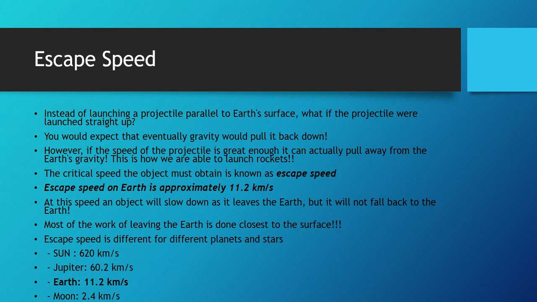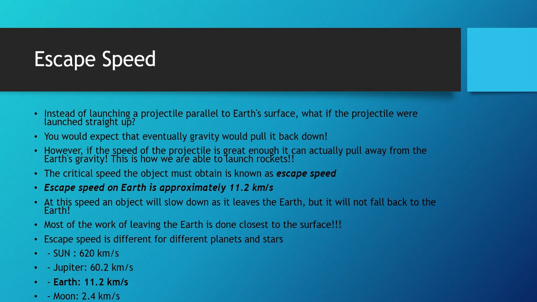The critical speed, the speed that an object must meet, is what's called escape speed. And escape speed is basically just the speed you need to travel in order to break the gravitational pull of some object. So escape speed changes for different objects in the solar system or in the universe. The escape speed for Earth is about 11.2 kilometers per second. So if you can go 11.2 kilometers per second straight up, then you'll get out of the Earth's gravity and you won't fall back down to the Earth.